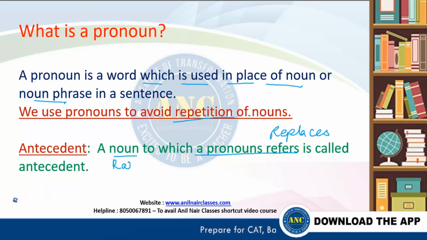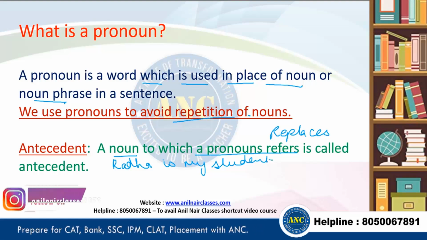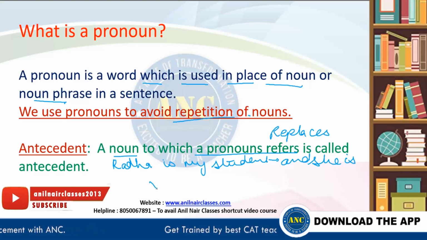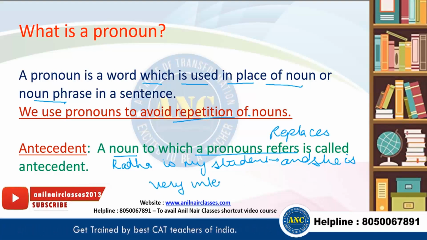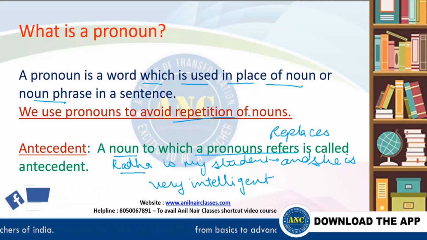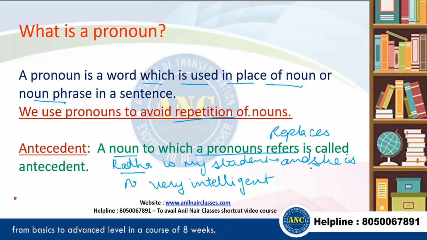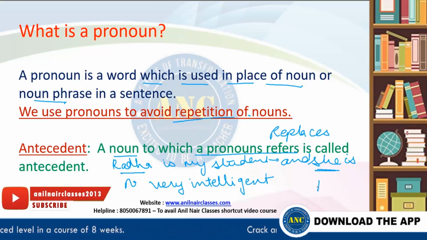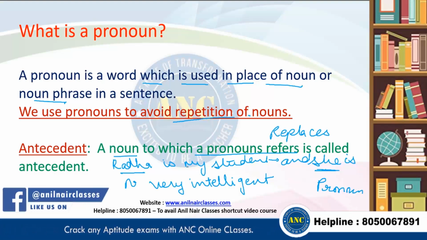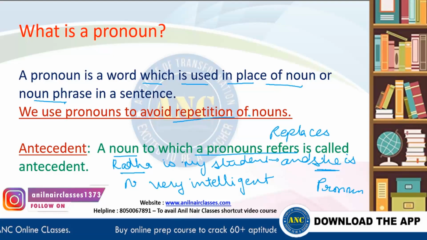Suppose I say, Radha is my student and she is very intelligent. When I say Radha is my student, Radha is a noun. Now instead of saying again Radha is very intelligent, I am using the word she. She is a pronoun, and she refers to which noun? Radha. So she is a pronoun and Radha is the antecedent for the pronoun she.